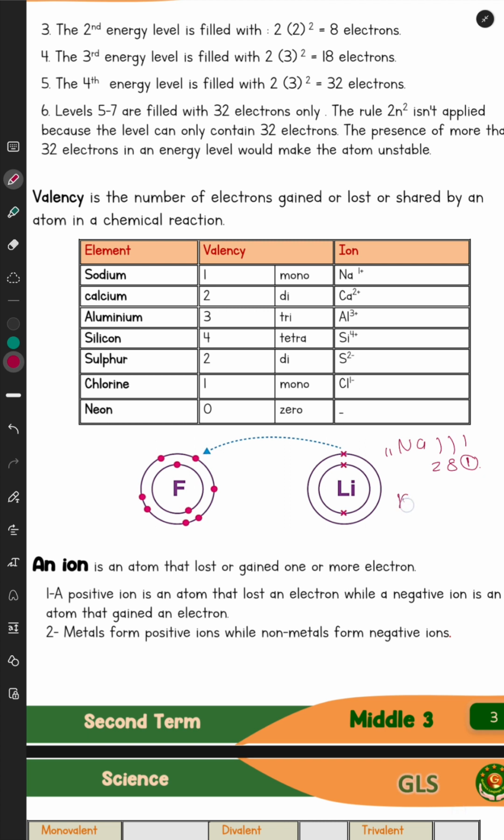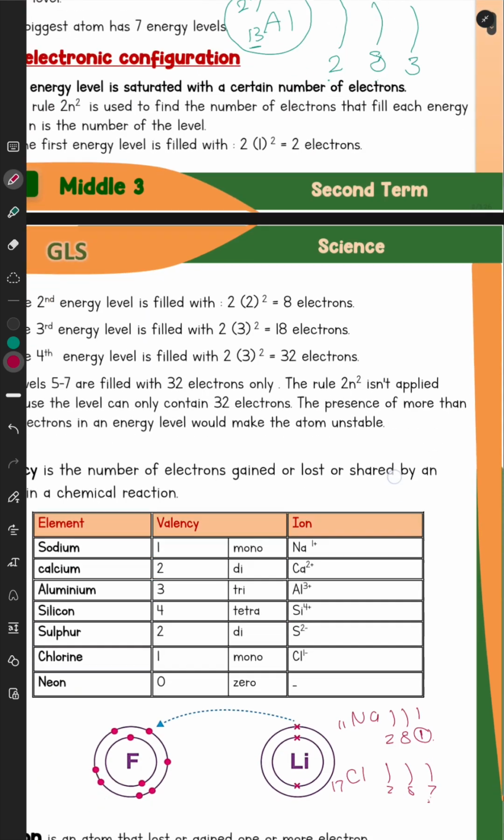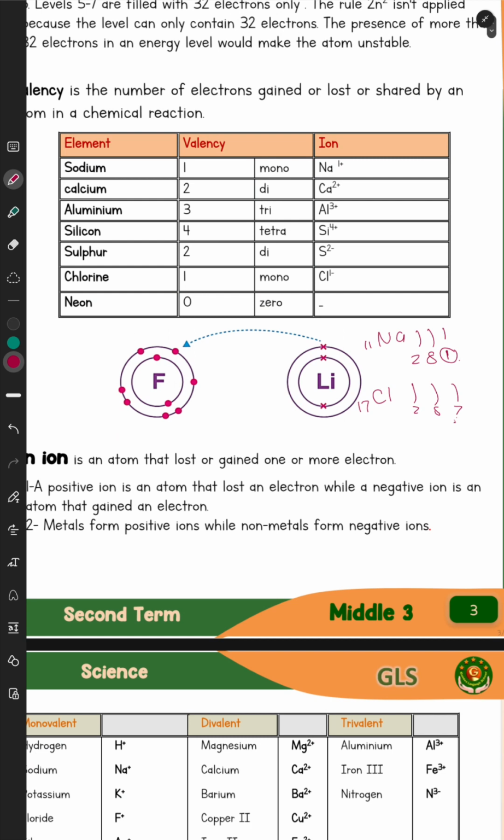Okay, what about potassium K19? No. Cl17, chlorine. Okay, so it will be 2, 8, 7. So it will gain 1 electron. So these are the chemical valency. Okay, the valency of sodium is 1. The valency of chlorine also will be 1 because it will gain 1 electron during the chemical reaction.